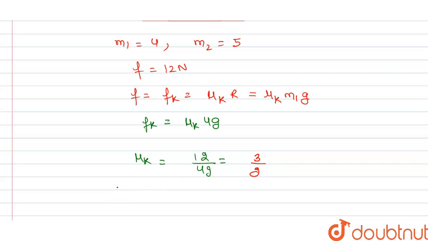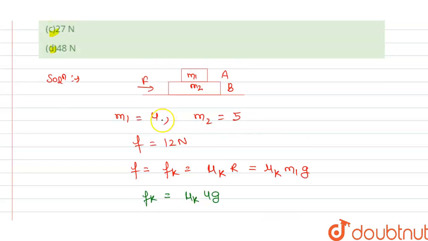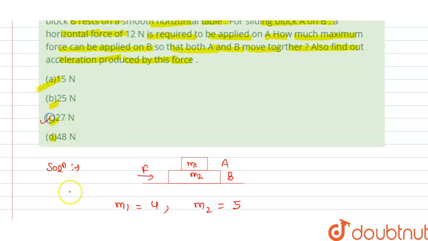So the force applied on B equals the friction force, so that they move together. So this is 3 divided by G, times mass 1 plus mass 2, that is 4 plus 5, times G. G will cancel out here, and we get force equals 27 Newton. So this is our answer. Now we check which option is correct. Option C is correct here.